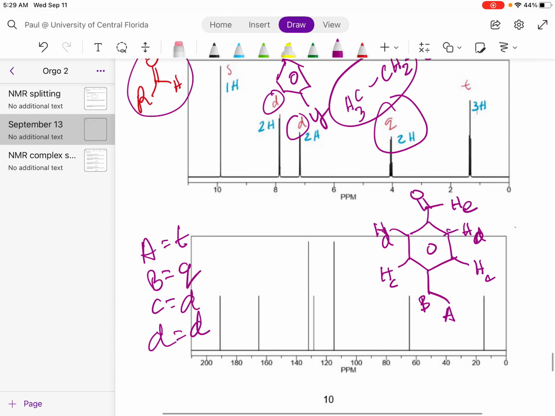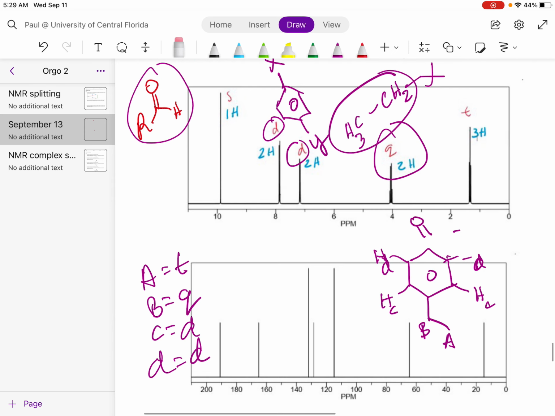Do the chemical shifts make sense? Let's see. We have the B protons right here that are right next to that benzene ring. That's going to make them further downfield than the A protons. That makes sense. The E proton here on the aldehyde should have a chemical shift around 9 or 10. That makes sense. And then these protons right there are in the benzene ring, so that should be around 7 to 8. So the chemical shifts make sense.